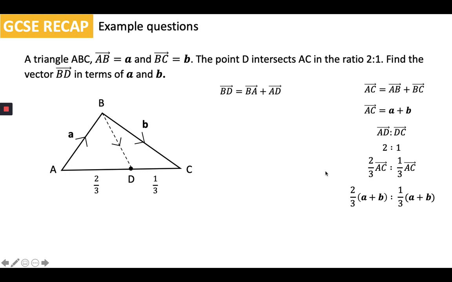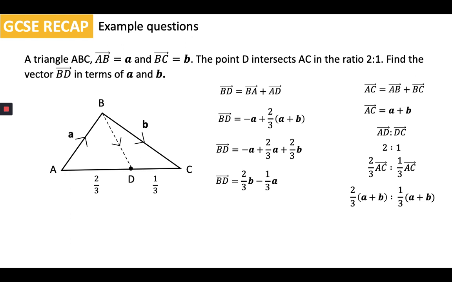BD equals BA plus AD. BA is negative A, as we discussed, and AD is 2/3 (A plus B), as we found here. Now all I need to do is simplify it. It's a bit of a mess, so I want to expand and simplify. So negative A plus 2/3 A plus 2/3 B, and we should be comfortable now. That's 2/3 B minus 1/3 A, and that's my answer. Simple as that. One more example.